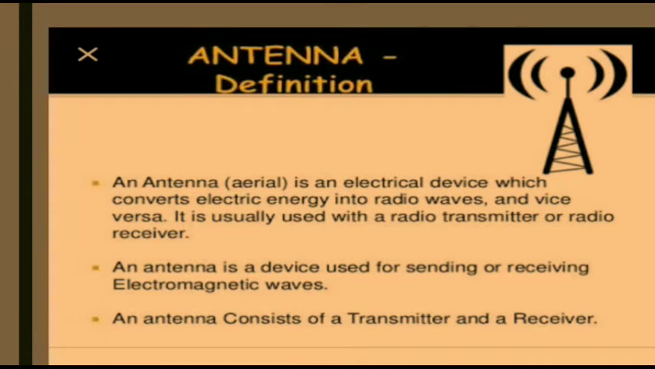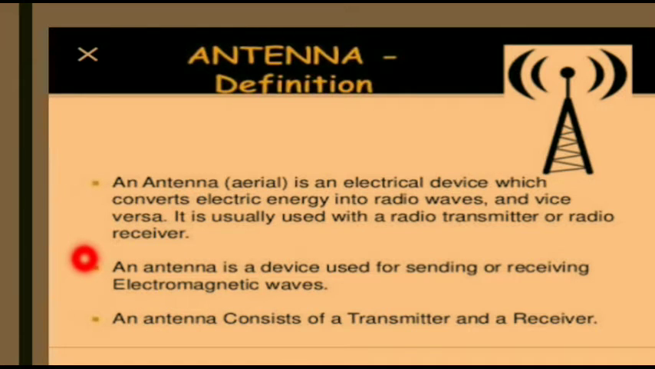So what is an antenna? What is the exact definition? An antenna is an electrical device which converts electric energy into radio waves and vice versa. It is usually used with a radio transmitter or radio receiver. So it acts as both a transmitter and a receiver. That's why we call it the TR function, the transmitter and receiver function.